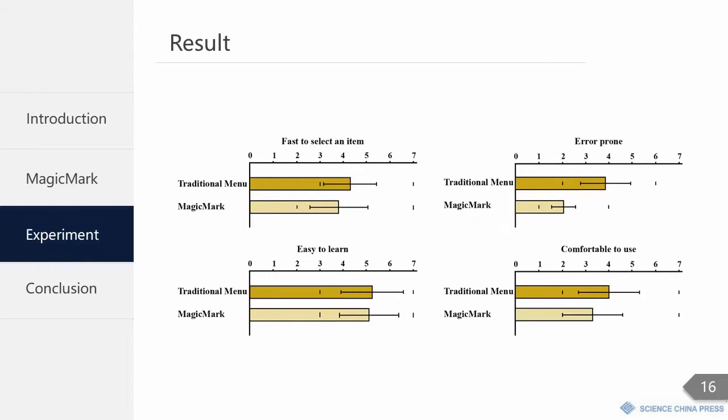This figure compares subjective feedback of these 2 techniques. Results indicate that MagicMark technique is perceived more error-prone. D equals 2.57, P equals 0.01. Differences in other subjective feedback aspects are not significant.